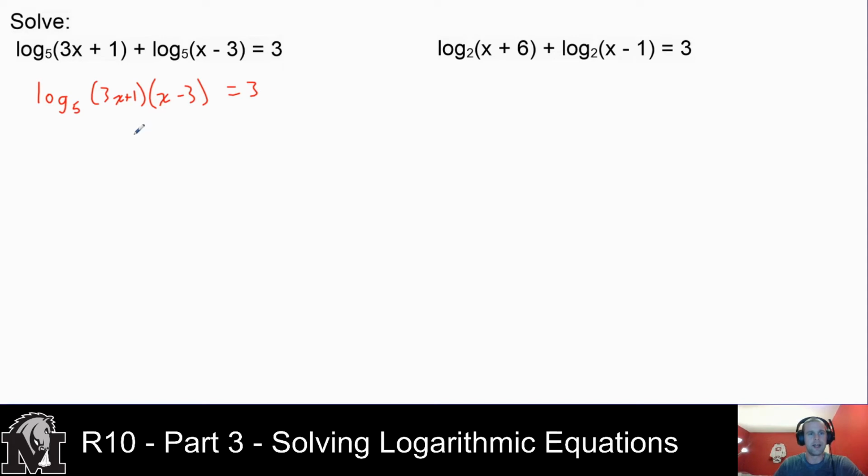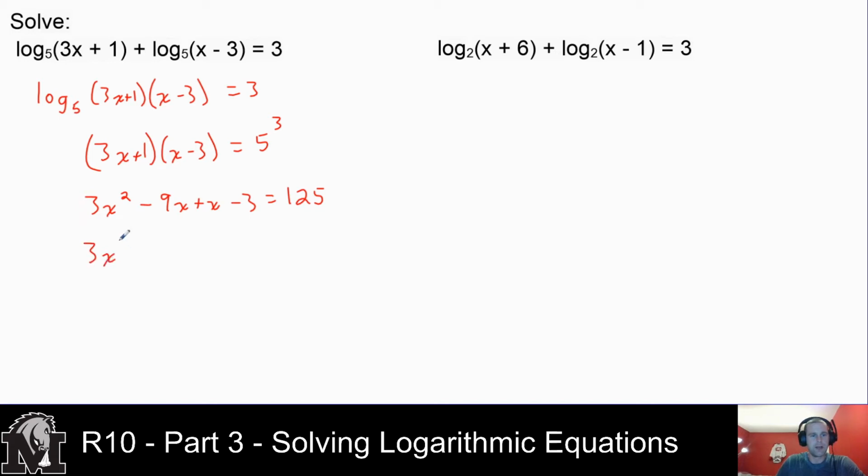Next, I'm going to write this in exponential form, so 3x plus 1 times x minus 3, so my old argument stays there, and then the base gets written as the base of the exponent. And now I have a quadratic equation, so back to grade 11 for us on this one. So we're going to multiply these two binomials together to get 3x squared minus 9x plus x minus 3, and 5 cubed is 125. Next, I want to bring everything to the same side. So 3x squared minus 8x minus 128, and that's equal to 0.